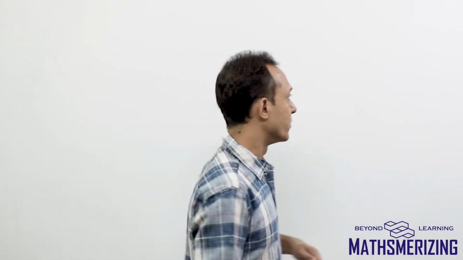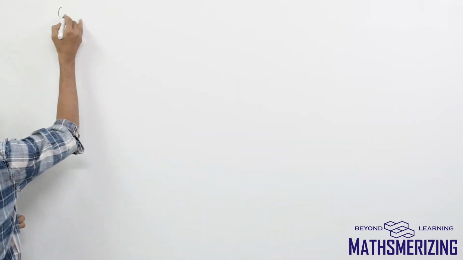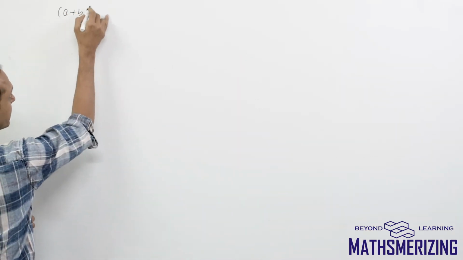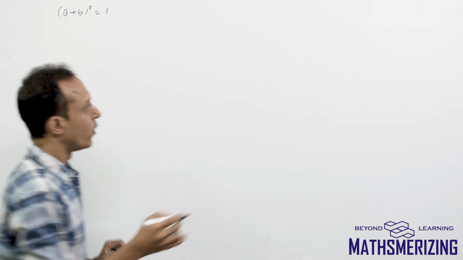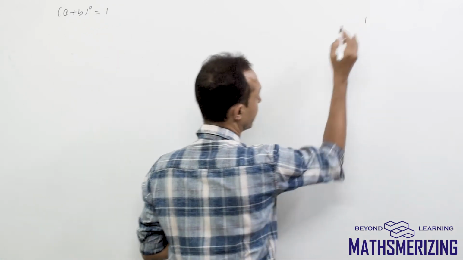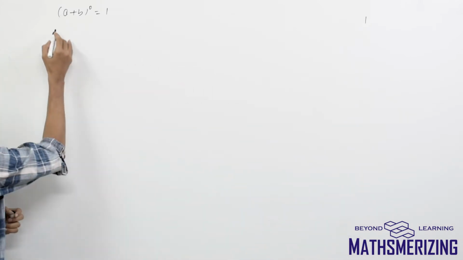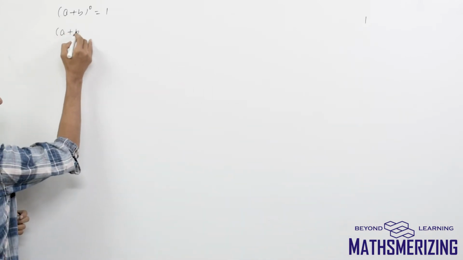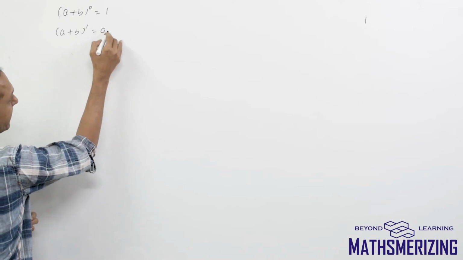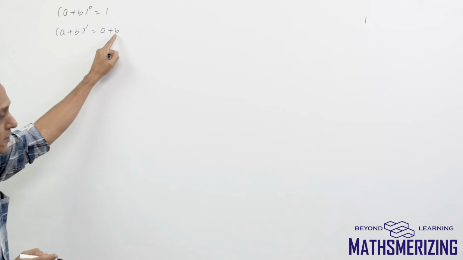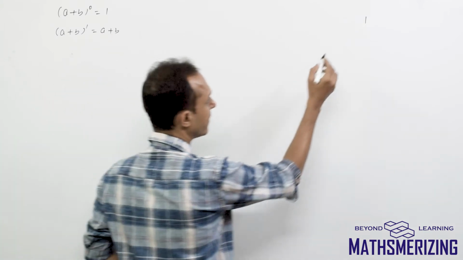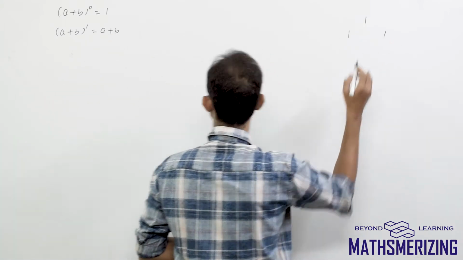The Pascal triangle starts with (a + b)⁰. What is (a + b)⁰? (a + b)⁰ is simply 1. So I'll write 1 here. Now, what is (a + b)¹? (a + b)¹ is simply a + b. Now, what is the coefficient of a? Here it is 1, and the coefficient of b is also 1. So I'll write 1 and 1 here.